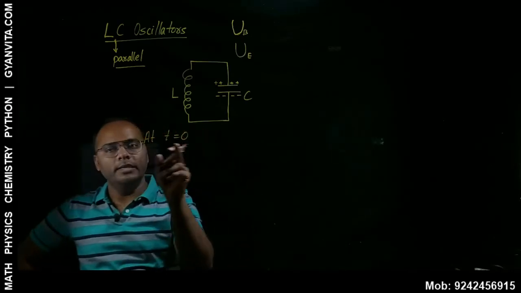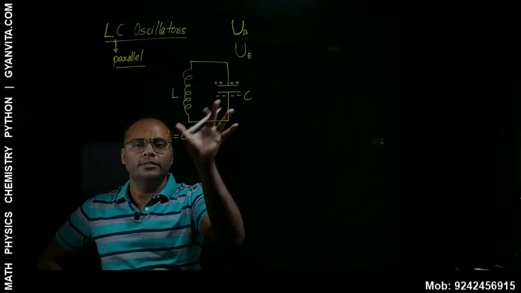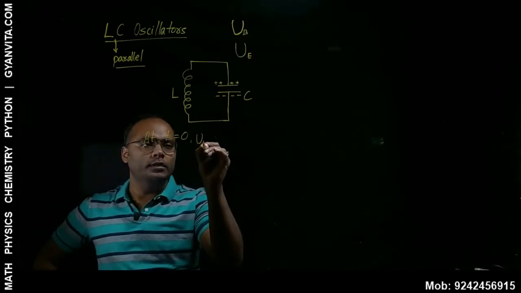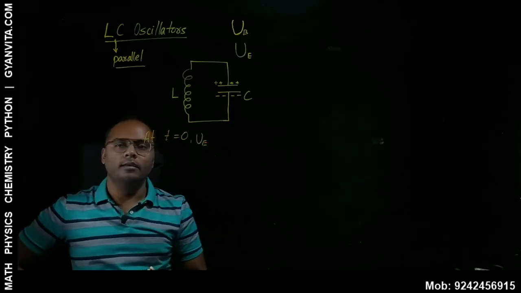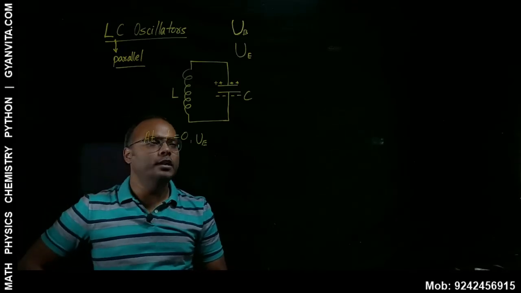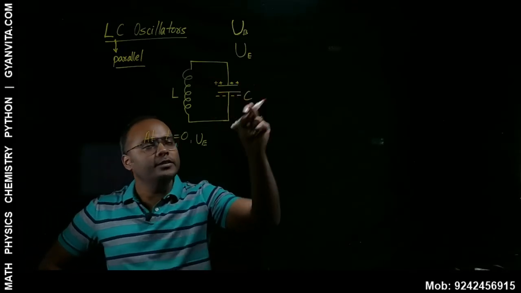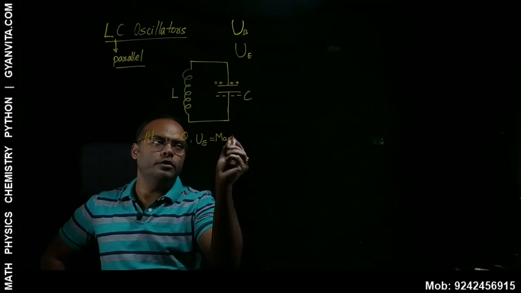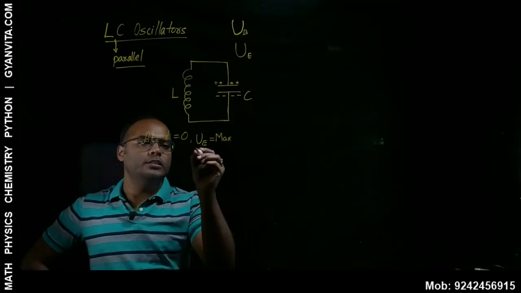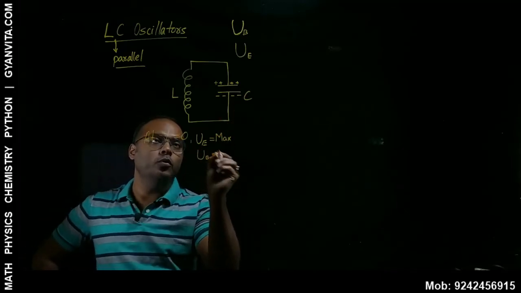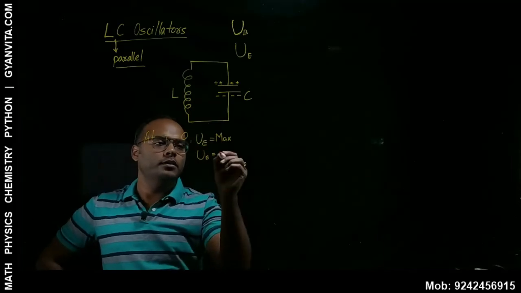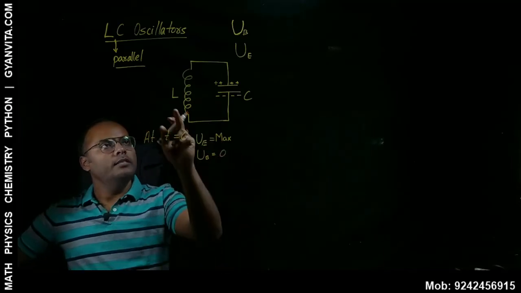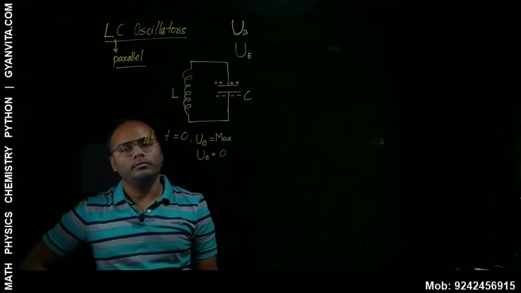So at t equals 0, that is, in this situation, we have our UE, that is, electrostatic potential energy, and that will be the maximum. Why? Because this capacitor is fully charged and there is no current. So no current in the inductor, so the magnetic energy in the inductor will be 0.